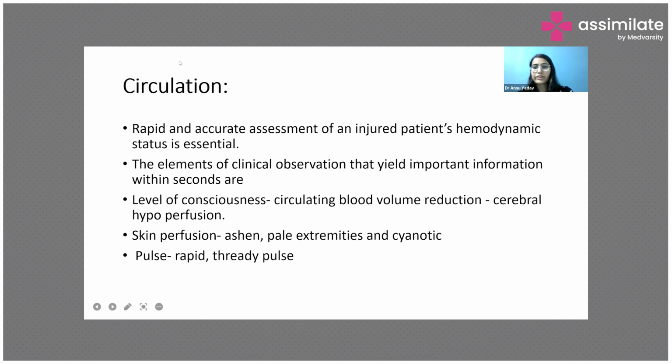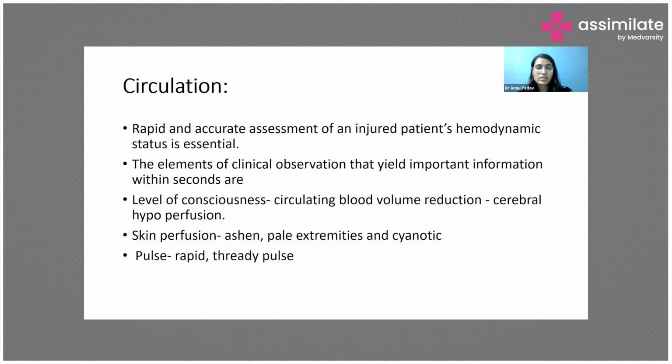Yeah. So later on, now we will come to the circulation part. It is very important that you rapidly and accurately assess the injury of the patient, by seeing the hemodynamic status of the patient. There are three elements of clinical observation that yield important information within seconds and can tell you the patient's hemodynamic status is not good. The patient's condition is not good, basically.